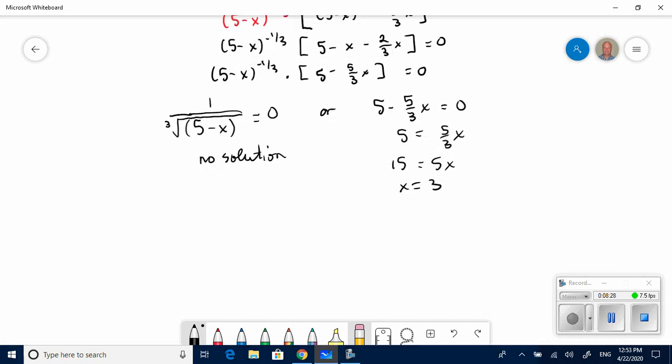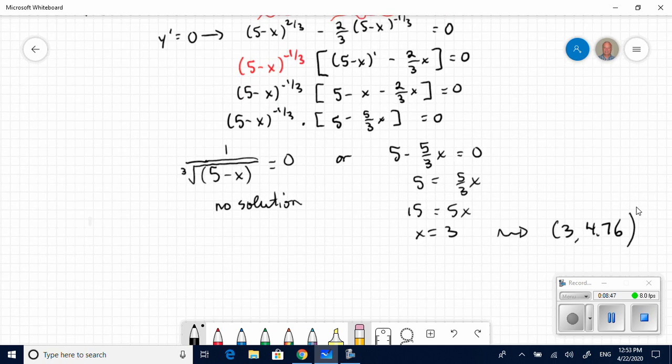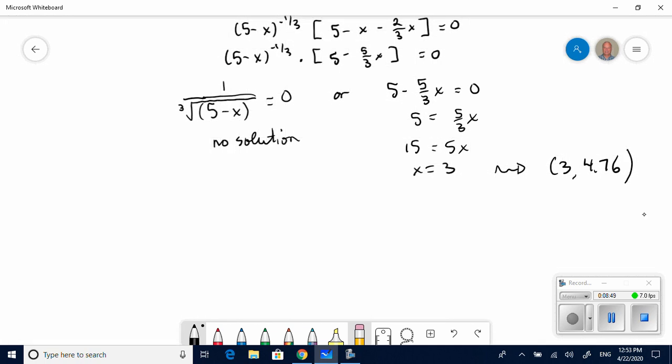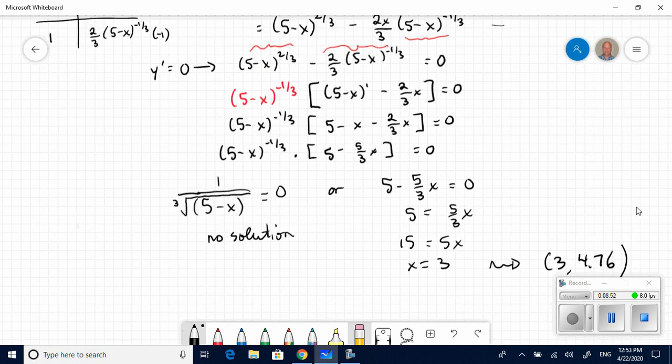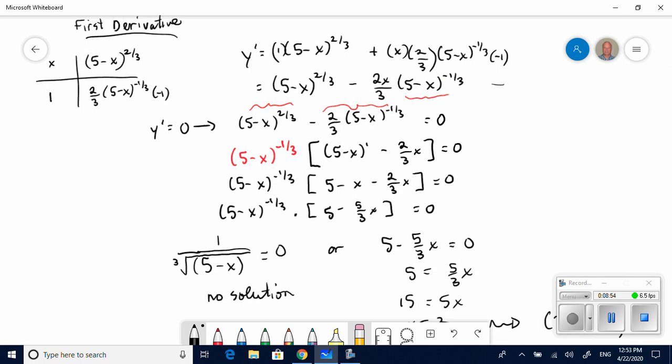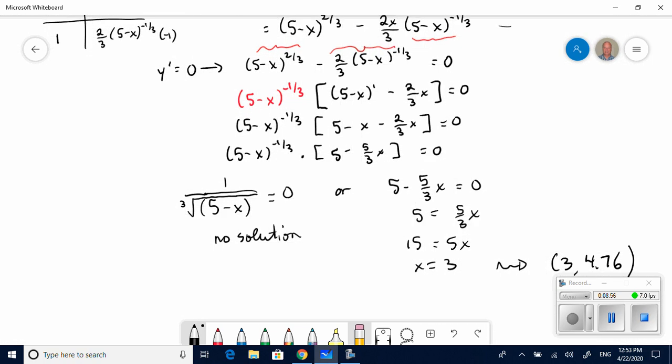The second place I get a 0 is when x equals 3. Now, I did the math here quickly. That was the point (3, about 4.76). The way I got that y value is I put x equals 3 back into my original function. I'll let you guys do that. But I want to identify the fact that my first derivative turns up 2 critical points. And that's because of this right here. So I know I didn't get an x equals 5 here.